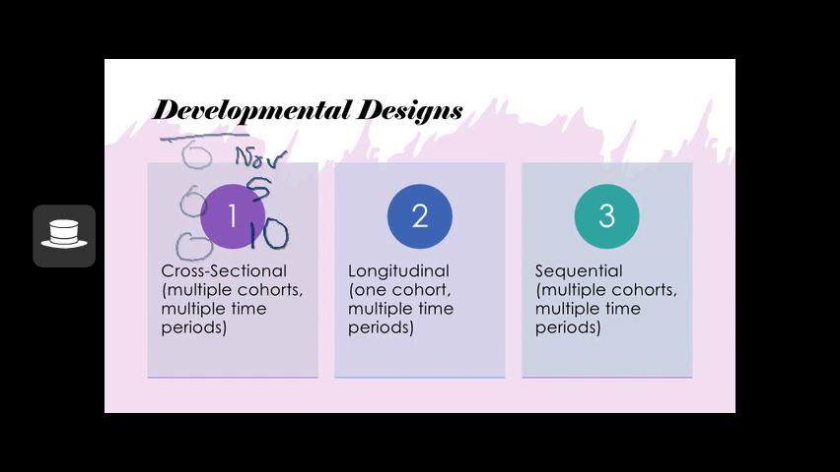And I'm hoping to see that they get happier as time goes on, right? So that's cross-sectional, multiple cohorts right now, people from 5 years ago and people from 10 years ago, but I'm measuring them at the same time. I just realized that there's a little typo. Cross-sectional is multiple cohorts, one time period. Oopsie. So longitudinal is one cohort over multiple time periods.